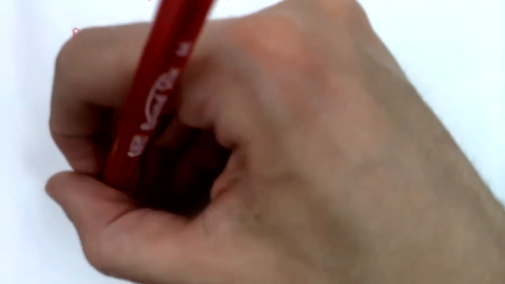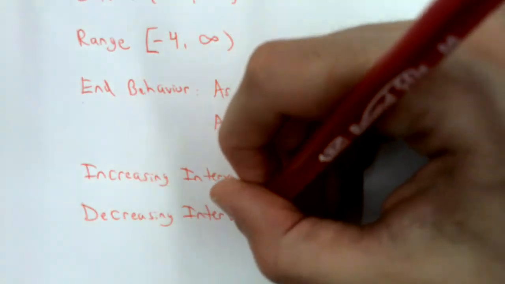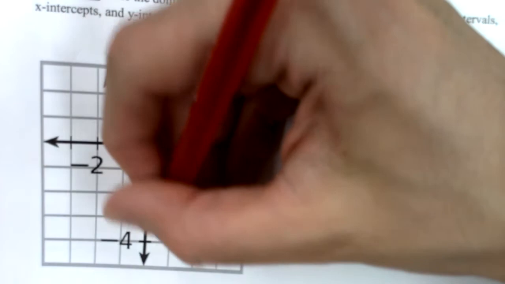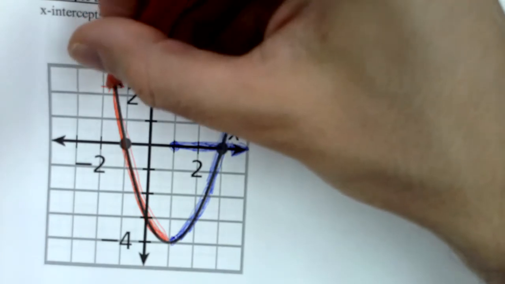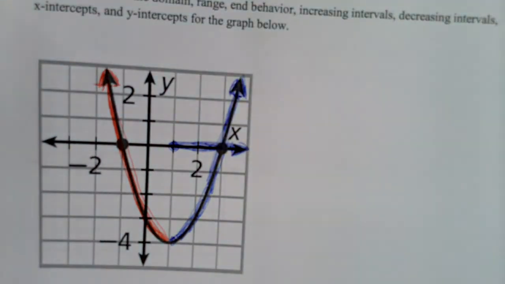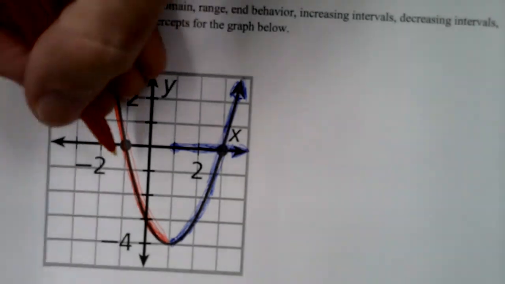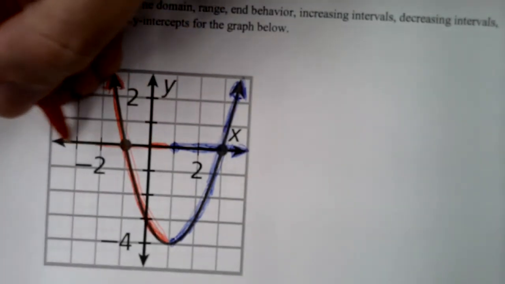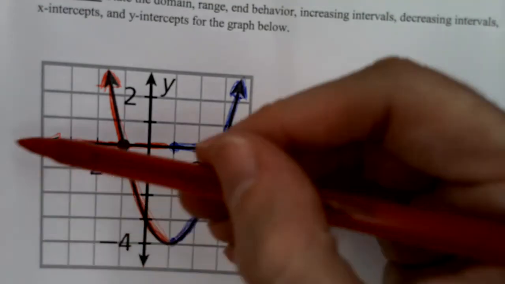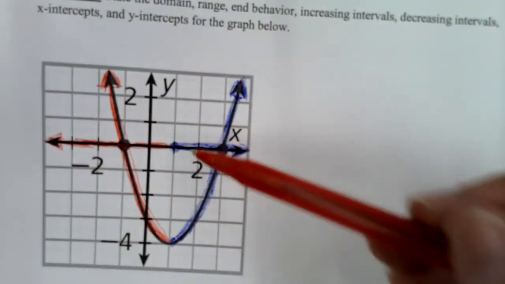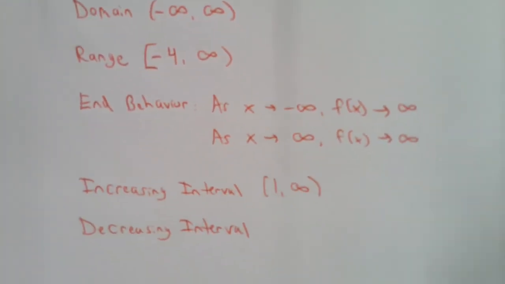Now let's do the decreasing interval. Look at the graph, it's decreasing right here in red. That's where it's decreasing. Let me color in those corresponding x values that go along with that. So it's decreasing from negative infinity, because it keeps going that way, all the way up to 1 on the x-axis. So decreasing interval, negative infinity up to 1.